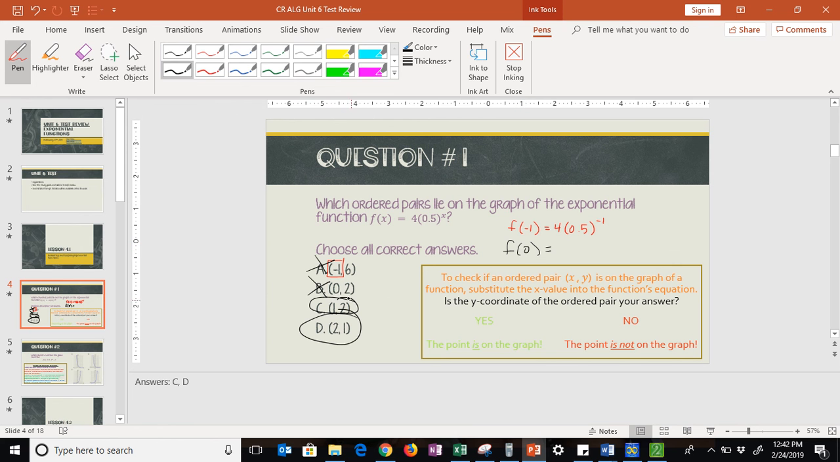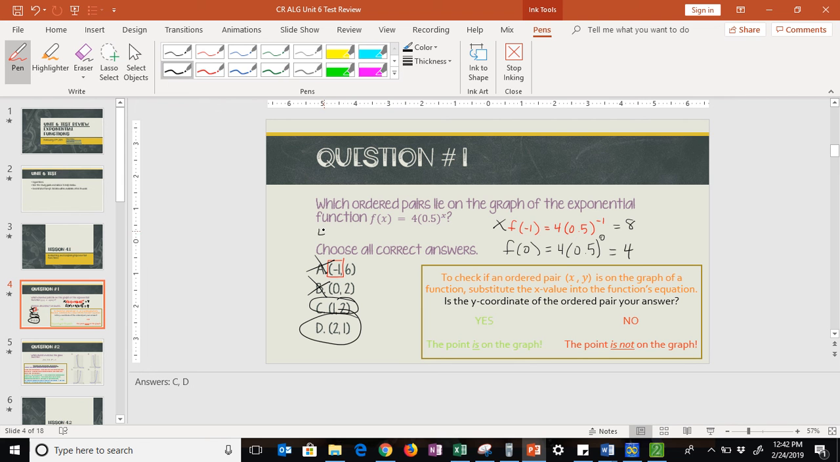Plug in your next coordinate, 0. And here I got 8, and that's why that one didn't work. And when I plug in the 0 power, anything to the 0 is 1, and 4 times 1 is just 4. 4 does not equal 2. That's why B doesn't work. And then you could continue to go.